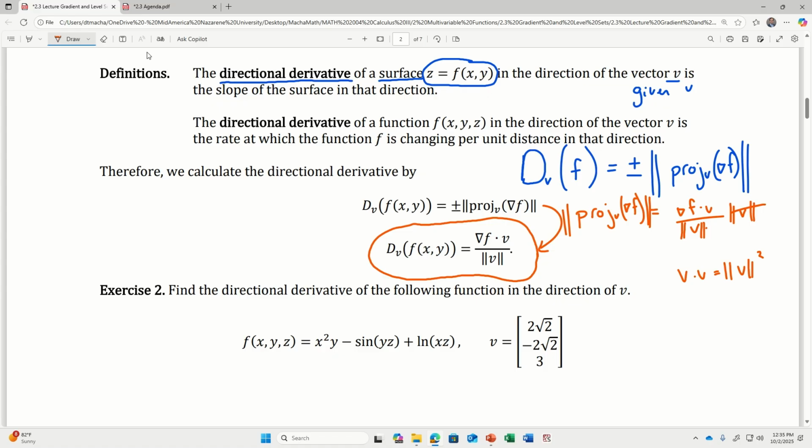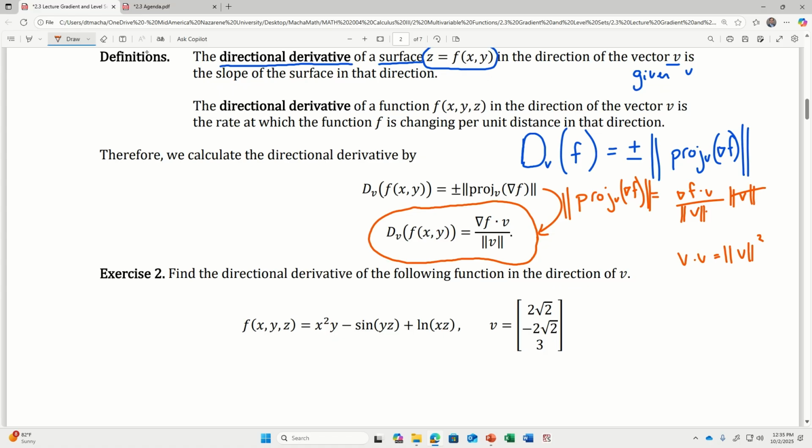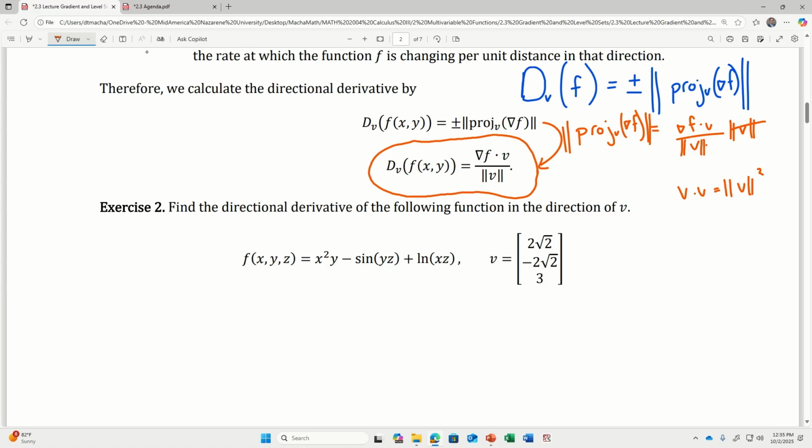Yeah, so using that formula that I just circled, it will be positive if the function's increasing in that direction, and it will be negative if the function's decreasing in that direction. So exercise 2 says, find the directional derivative of the following function in the direction of v. So we're just going to use that formula.